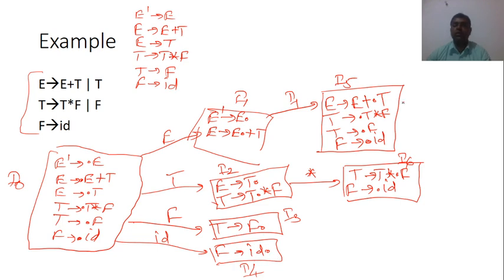So go to I5. Here I can read T. When you read T, what you will get? E → E plus T dot, and here also I can read T. So it will be T → T dot asterisk F. This becomes your I7.